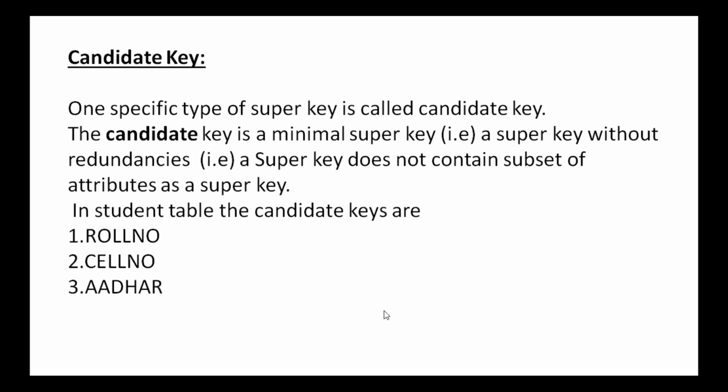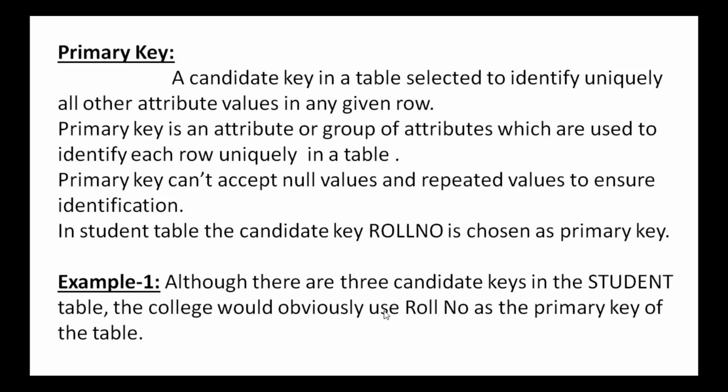Okay, so for this table how many candidate keys are there? 3 keys: roll number, cell number and Aadhaar number. Okay, coming to primary key. A candidate key in a table selected to identify uniquely all other attribute values in any given row, that selected candidate key in a table is called as primary key.